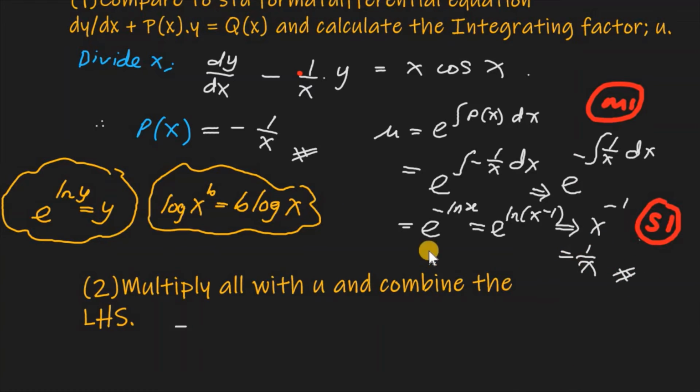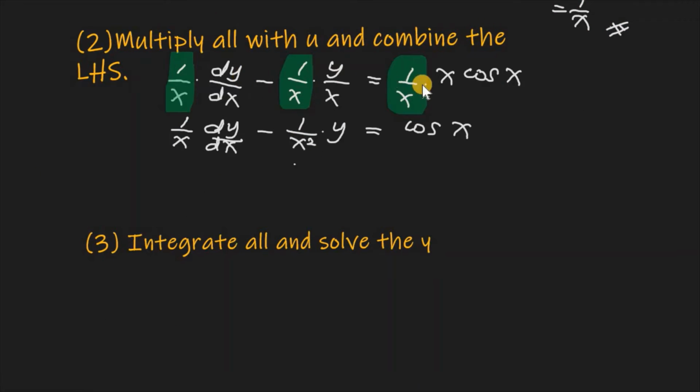Right. So we multiply this 1/X with the equation. Check my work. So 1/X, multiply this dy/dx. Okay, let me write it down. So we multiply and we simplify, and multiply all and combine. And as you can see, this is the expansion from the derivative of 1/X and Y.